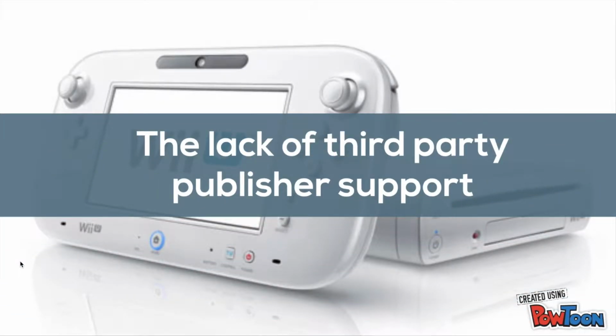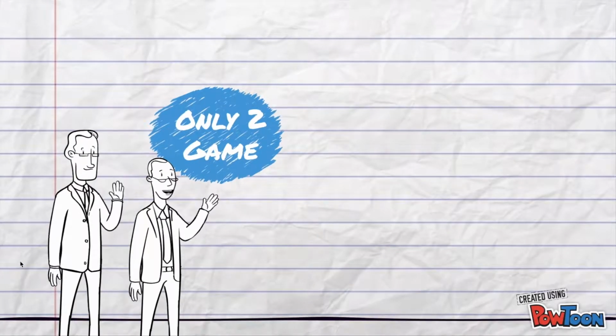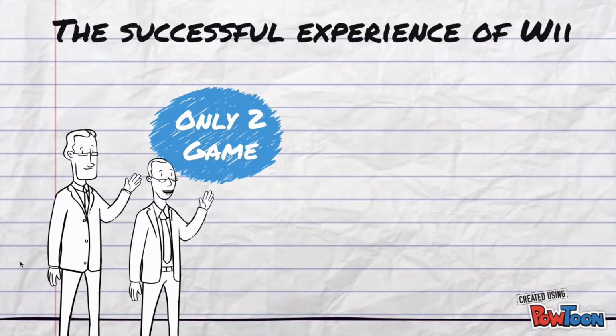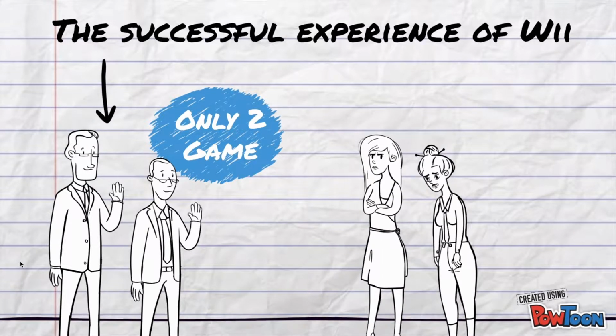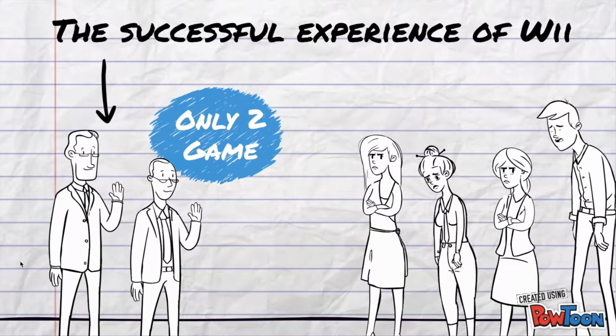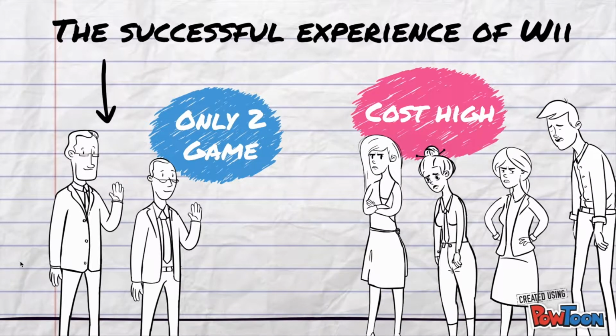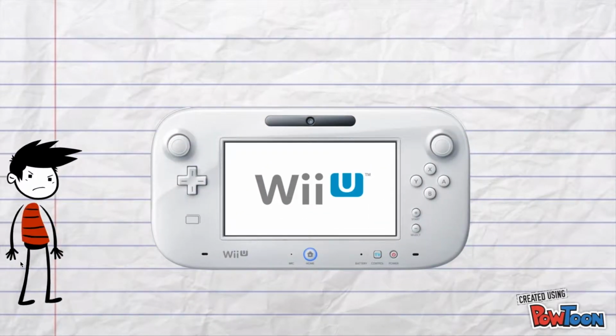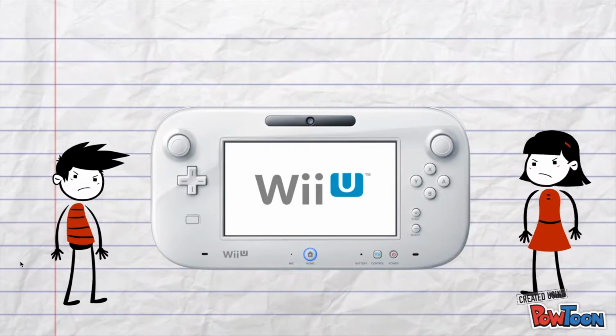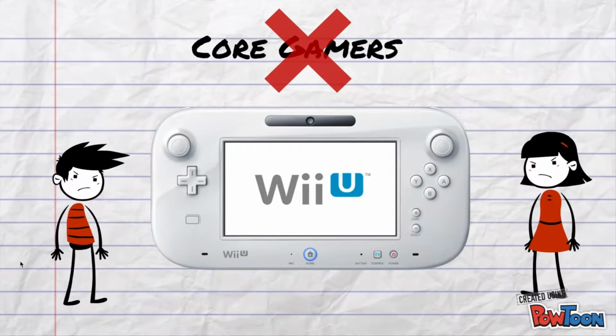Second is the lack of third-party publisher support. There were only two games, both made by Nintendo, on Wii U when it was just released. The successful experience of Wii gave Nintendo confidence, and they believed that they didn't need other publishers to design games for the new Wii. Therefore, the cost of developing games for its console was really high. The core gamers found it tedious because of the familiar styles and small amount of games. This shows that the Wii series didn't commit to core gamers.